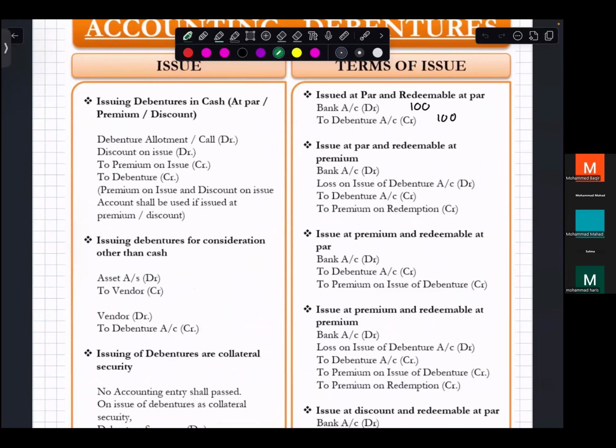Entry for debentures issued at par, redeemed at par: bank account debited to debentures account credit. Debentures issued at par, redeemed at premium: bank account debit, loss on issue of debentures debit, debentures account credit, and premium on redemption credit.